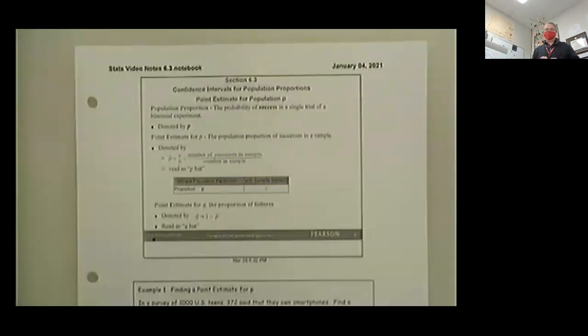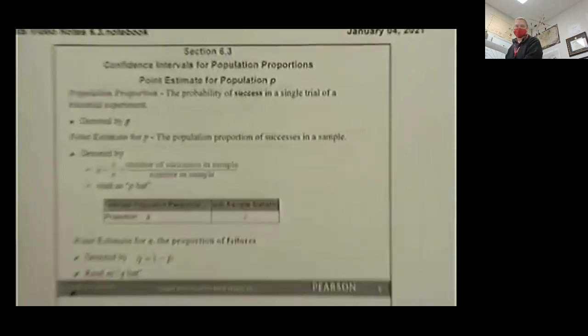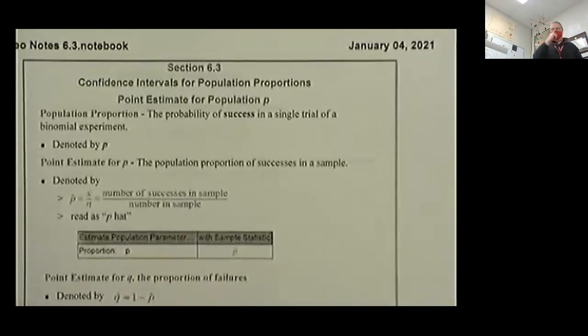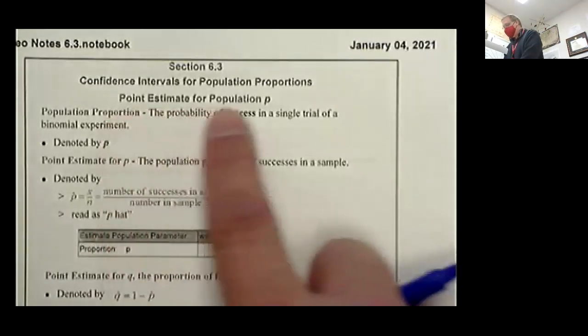All right, so far we've looked at two confidence intervals. We looked at a confidence interval for the mean, where we know the population standard deviation. That's our Z distribution. We looked at a confidence interval for when we don't know the population standard deviation. That's our T distribution, the one we have to look up in the book. This is our third confidence interval. For this, we're going to look at population proportions. For that, we're going to use a point estimate, the point estimate for population P.